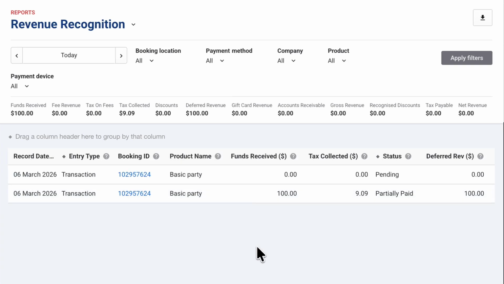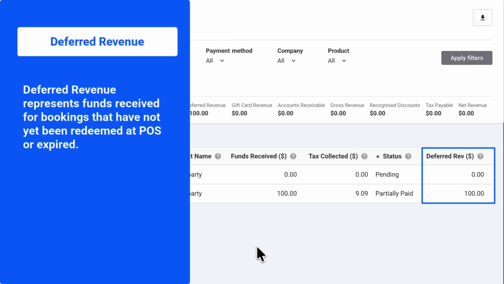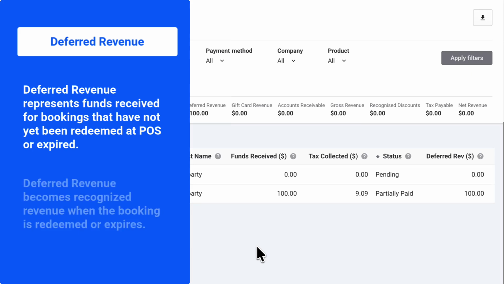Because the party is scheduled for next month and we're using accrual accounting, the $100 deposit becomes deferred revenue. Deferred revenue represents funds received for bookings that have not yet been redeemed at POS or expired. In simple terms, you've been paid, but you haven't earned the revenue yet. Deferred revenue becomes recognized revenue when the booking is redeemed or expires.